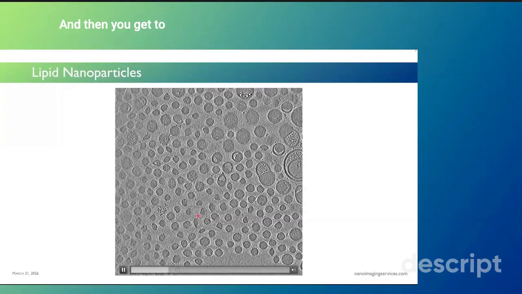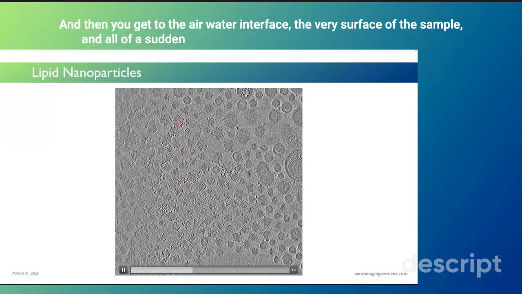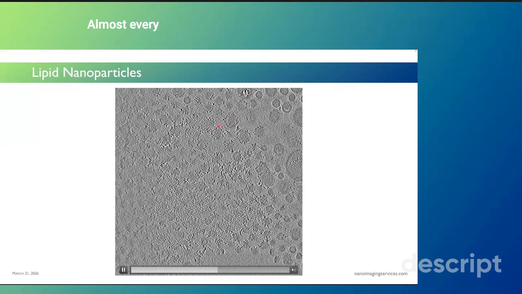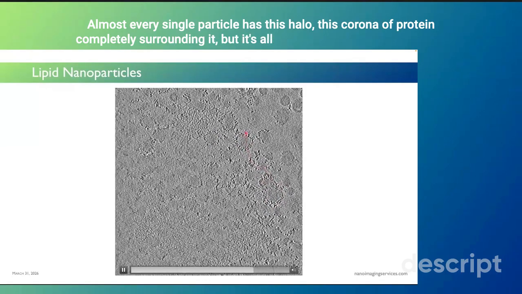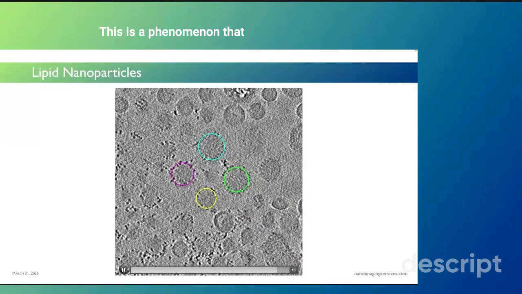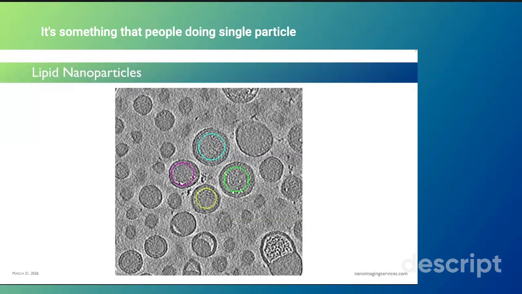And then you get to the air-water interface, the very surface of the sample, and all of a sudden you see there is a ton of protein in the sample. Almost every single particle has this halo, this corona of protein completely surrounding it, but it's all stuck at the air-water interface. This is a phenomenon that commonly occurs with proteins. It's something that people doing single particle analysis commonly struggle with.